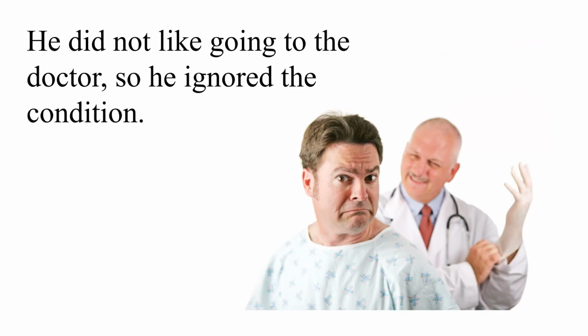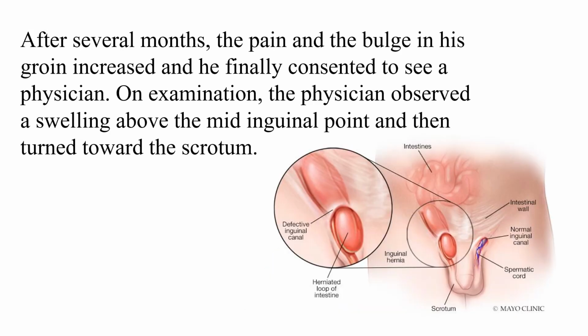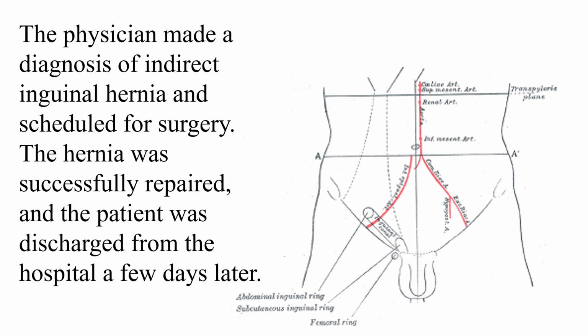He did not like going to the doctor, so he ignored the condition. After several months, the pain and the bulge in his groin increased, and he finally consented to see a physician. On examination, the physician observed a swelling above the midinguinal point that then turned toward the scrotum. The physician made a diagnosis of indirect inguinal hernia and scheduled him for surgery. The hernia was successfully repaired and the patient was discharged from the hospital a few days later.